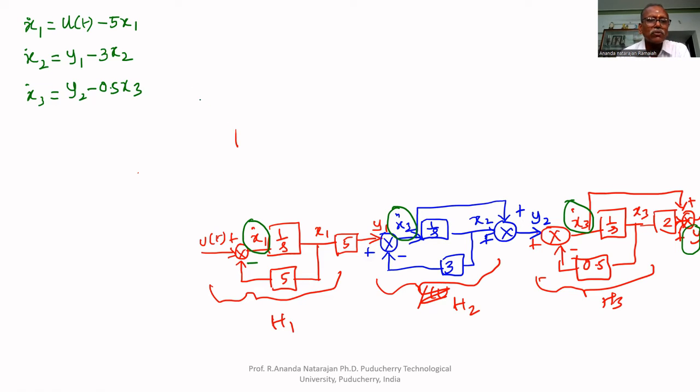But in state equation, y1 and y2 should not be there. That's why let us write y1 equal to 5 times x1. Therefore, 5x1 minus 3x2. This is also y2 equal to what? y2 consists of two components, one is x2 and x2 dot. y2 equal to x2 plus x2 dot. Therefore, instead of y2 we can write x2 plus x2 dot minus 0.5 x3.